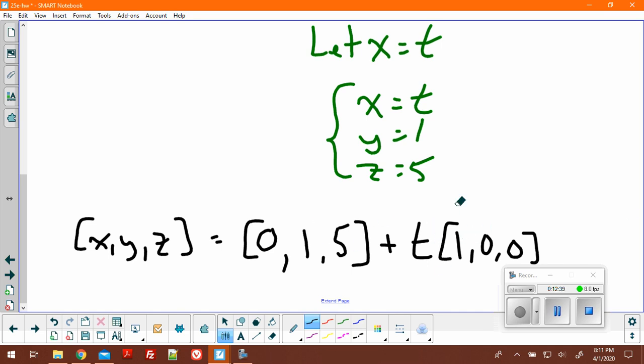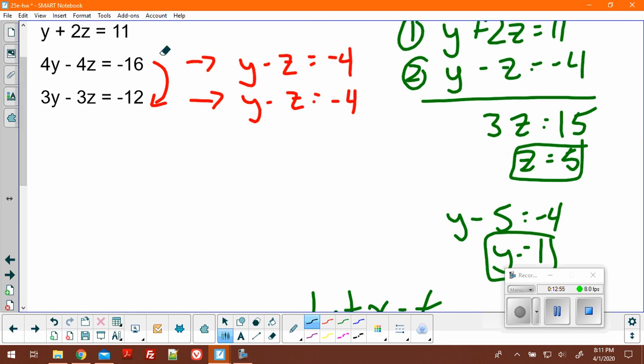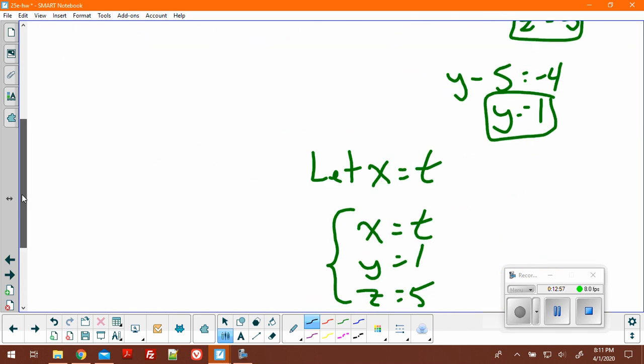Again, it's 1, 0, 0, so it's parallel to the x axis. So it doesn't matter what value x is. That's definitely a weird question, that one. But that's how you deal with it. With the missing variable, that will become my parameter. And I just make sure that I can solve the system.